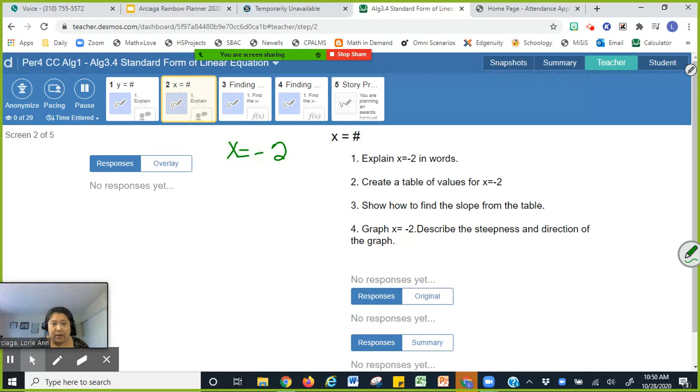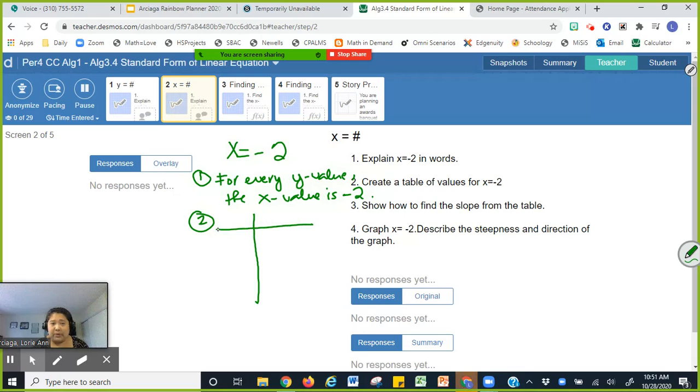Okay, here we go. Number 1. We're going to explain it in words. So how do we do this? Remember your script. There's no y, so that means for every y value, the x value is fixed, right? The x value is -2. Regardless of what y is, your x will remain -2. So let's put the x here and the y here.